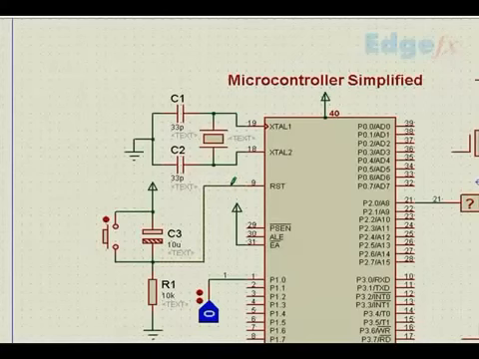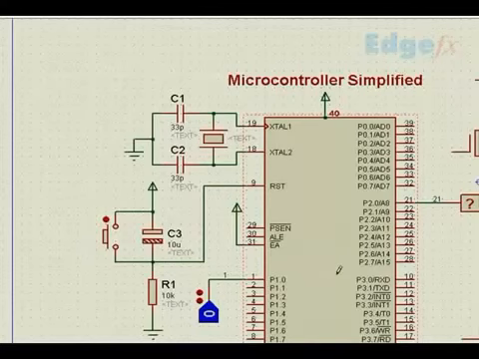The reason why we take this point initially to high and then to low is so that the program which is there inside will start from the beginning. Otherwise, the program may start somewhere arbitrarily from anywhere.